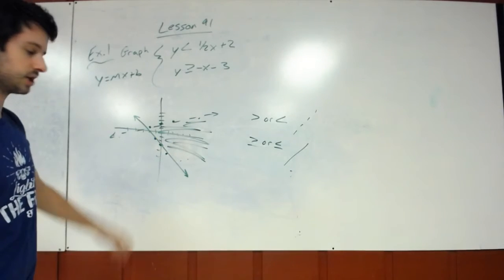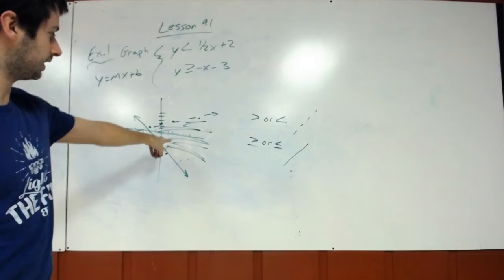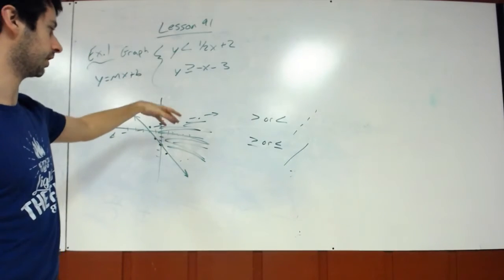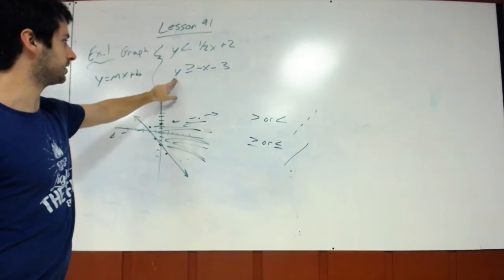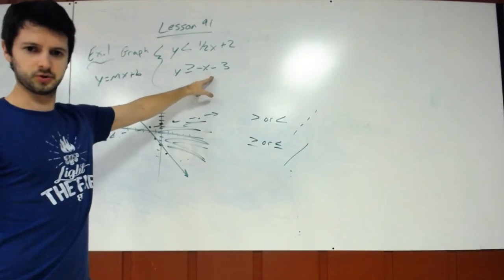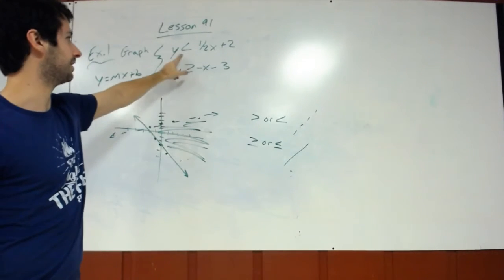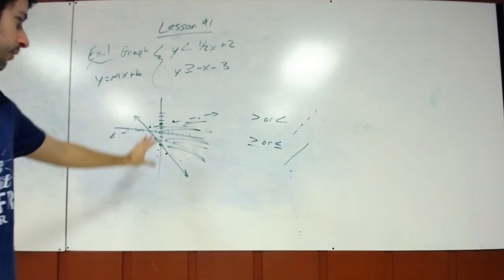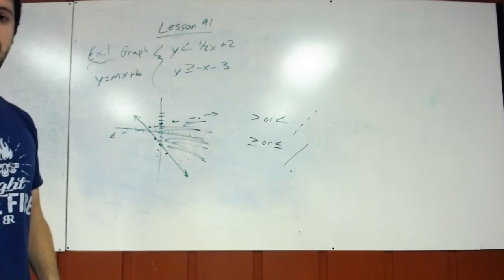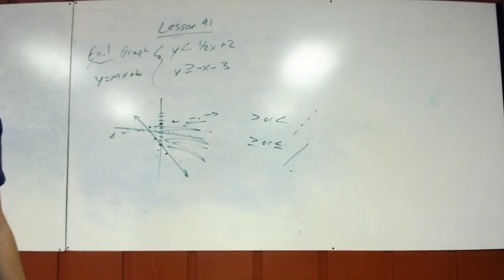If I wanted to check it, I could plug in a coordinate in the shaded area and make sure it works. So for example, 0, 0, the origin. Well, 0 is greater than or equal to -3 when I plug it in. That would work. And then 0 is less than 2. So 0, 0 works. So therefore, we have shaded in the proper area. And that's how you graph multiple inequalities.